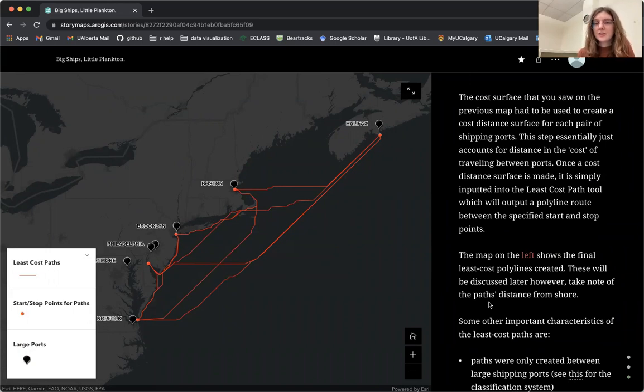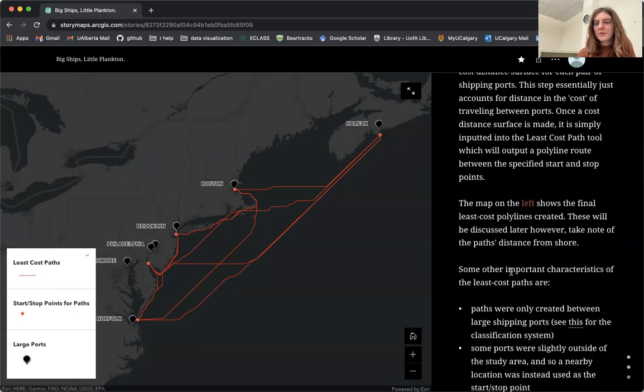I want it to be efficient as well. So once that cost distance surface is made, it's simply just inputted into the least cost path tool, which outputs a polyline route between specified start and stop points. So I had to do this for each individual set of points for each route that you see on the left. So yeah, the left shows those final least cost polylines that I created. And I'm not going to talk too much in detail just for sense of time today. But just really take note of the distance that the paths are from shore. They seem to be pretty close most of the time to shore.